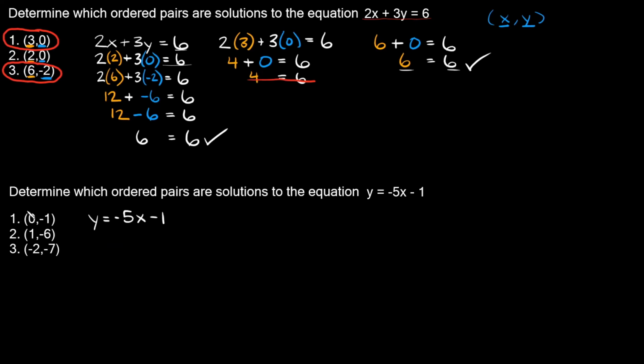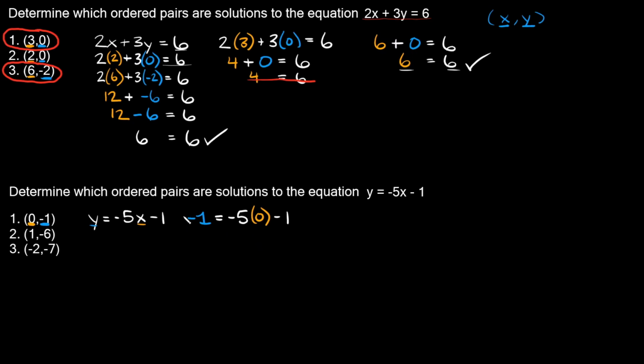Okay, so let's check this first ordered pair right here. So (0, -1). So again, this is your x number, this is your y number. Okay, so we're going to plug in 0 for x right there, and we're going to plug in negative 1 for y right there. Okay, so rewriting this, we're going to have negative 1 is equal to negative 5 times x, which is 0, right? So times 0 minus 1.